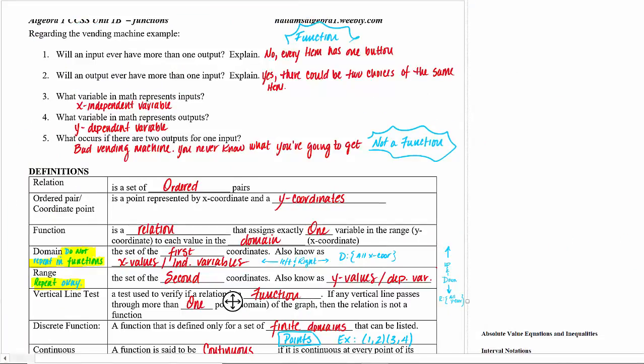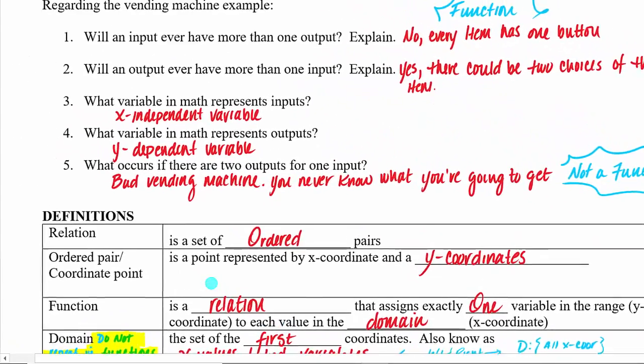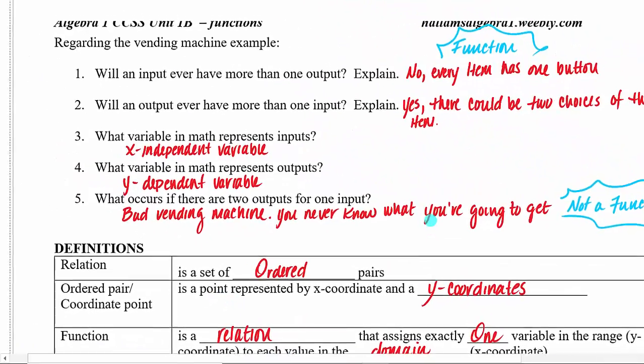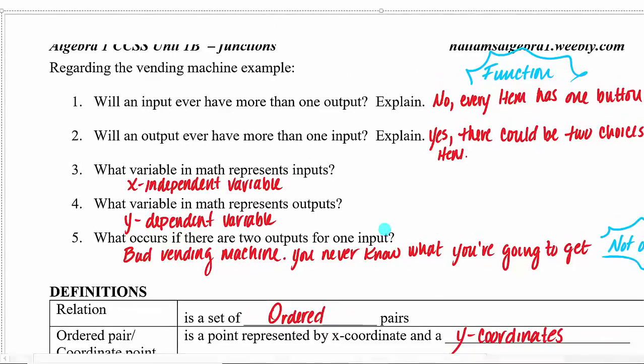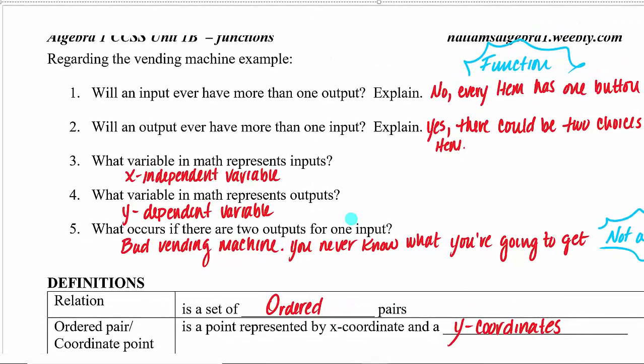So let's answer some questions on this vending machine and see if we can better understand what a function is by using it. So will an input, a button, have more than one output? Again, in regards to our function, an output being a snack. Nope, every item should have one button combination.